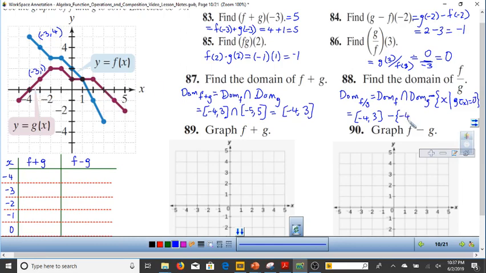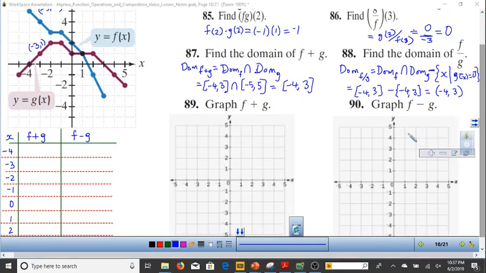Which means the domain is now only from negative 4 to 3, in parentheses. That means the endpoints were taken out of that overlapped region. So now it's an open interval. So negative 4 and 3 won't work in f over g of x, because when they're input into the function in the denominator, g of x, that gives you no solution.